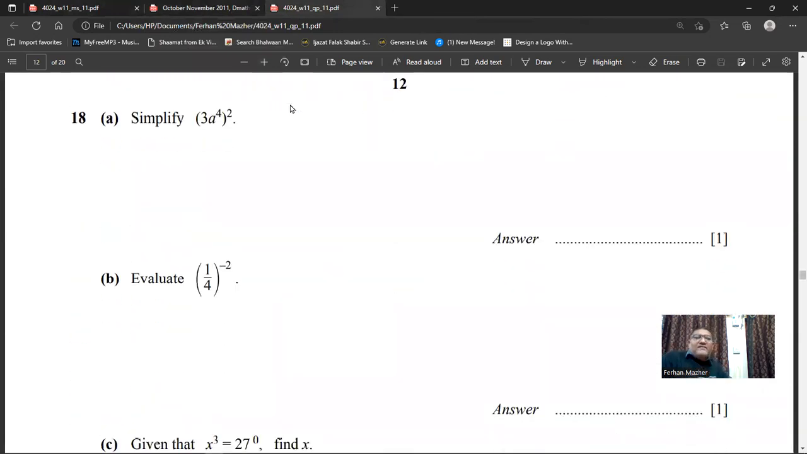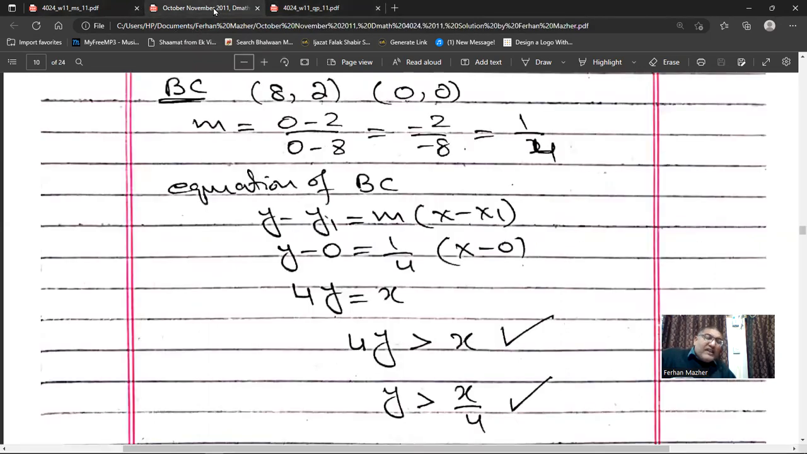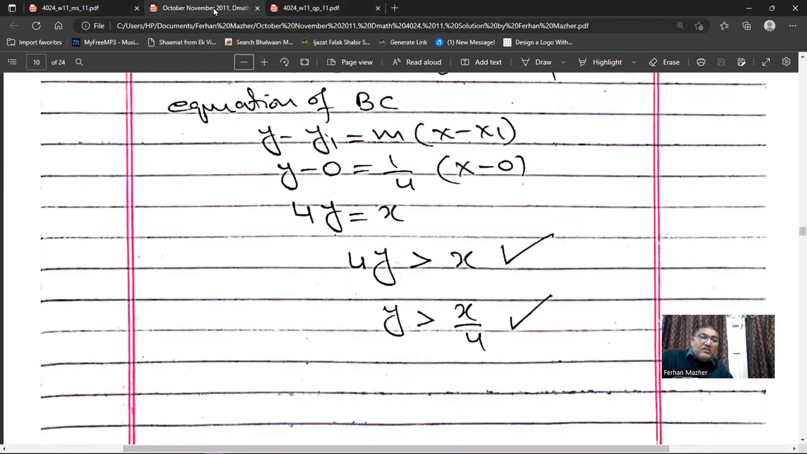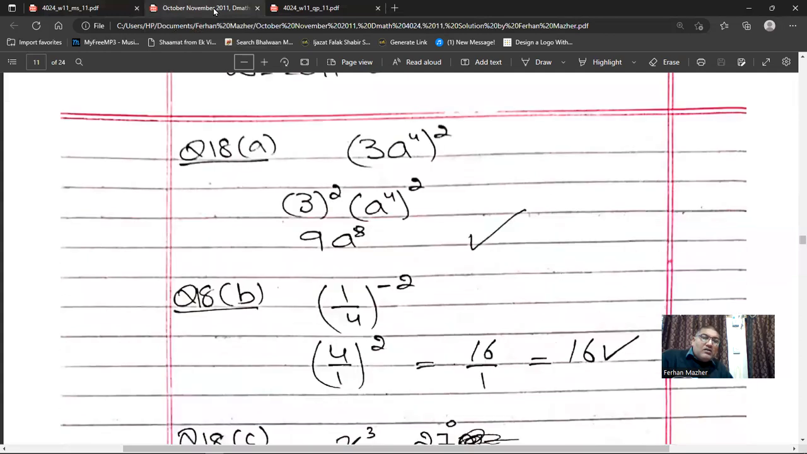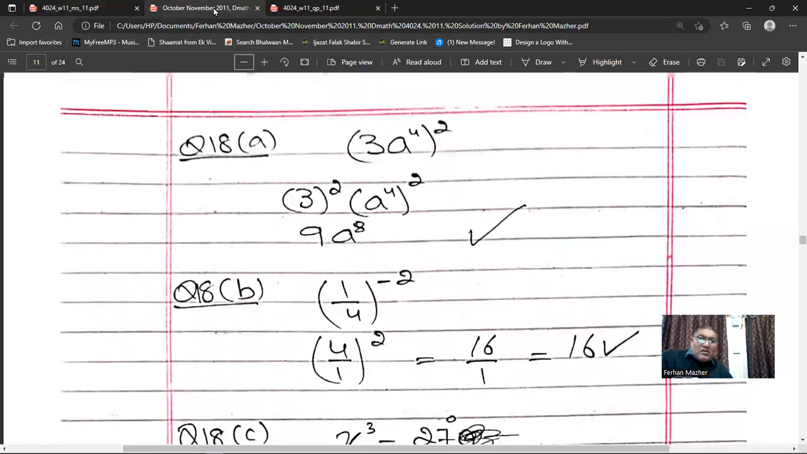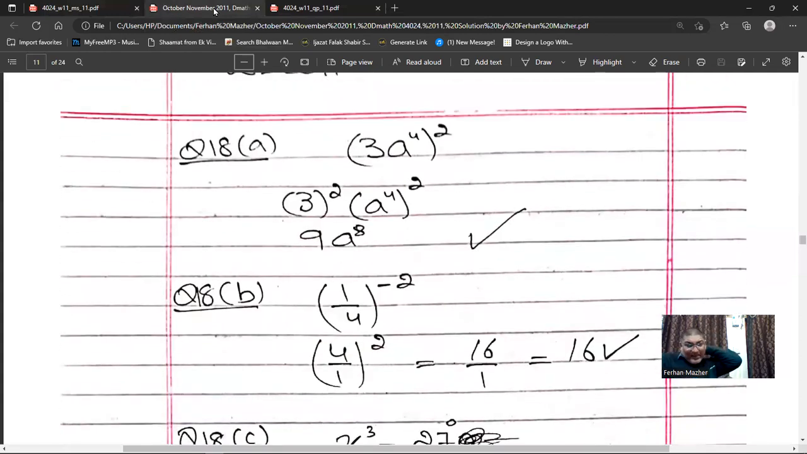Okay, now we have next question coming up on your screen. Question number 18, A part. Bracket start 3, a raised to power 4, bracket close, and then we have square. So this square is for both the 3 and the a raised to power 4. So 3 square into a square, sorry, a raised to power 4 into square of square.